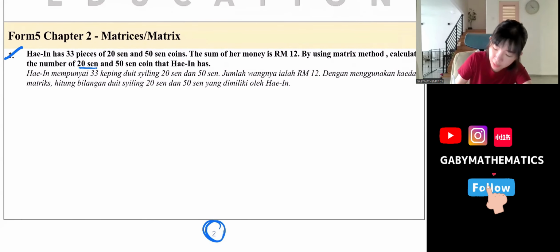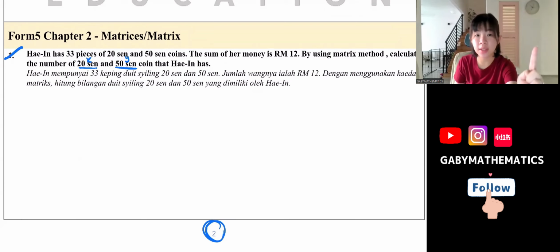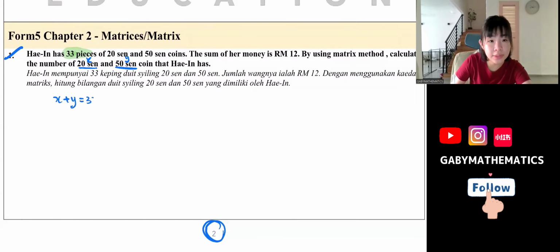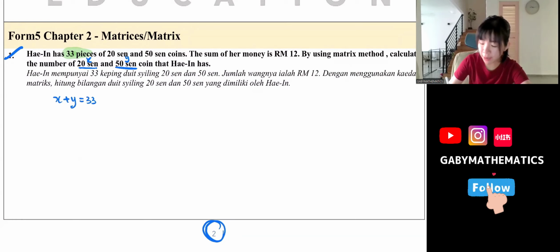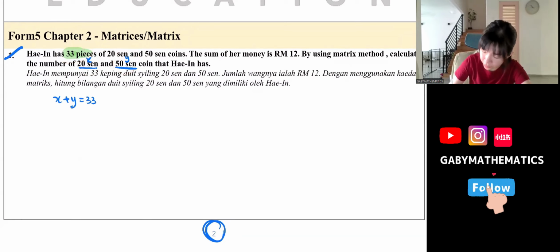So the number of 20 cent coins, let it be X. Number of 50 cent coins, let it be Y. So we need to form two equations. The first equation, the important thing is 33 pieces total. So first equation, X plus Y equals 33. You have X number of 20 cent coins, Y number of 50 cent coins, total 33 pieces. Okay, so this is equation 1.